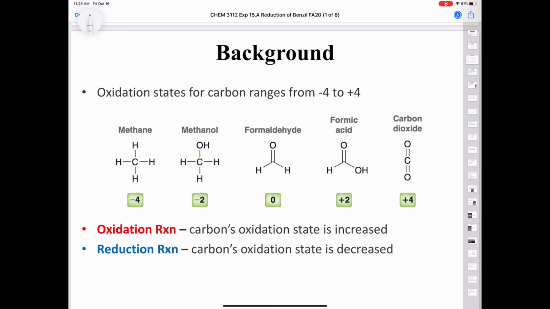We have methane, which has an oxidation state of -4, and we can go all the way to something like carbon dioxide, which has an oxidation state of +4. So again, just like in general chemistry when we talked about OIL RIG, in an oxidation reaction, the carbon's oxidation state is going to be increased, and that's because overall we have a loss of electrons, and in a reduction reaction, the oxidation state is going to be decreased.